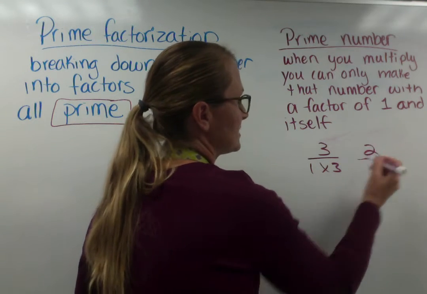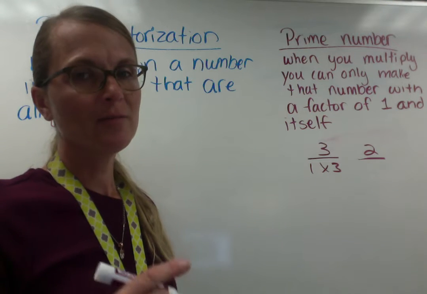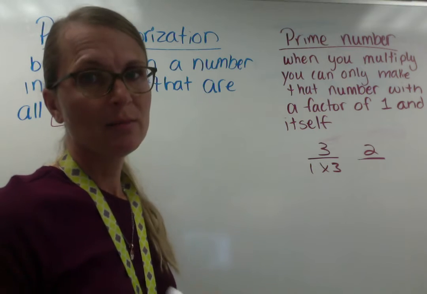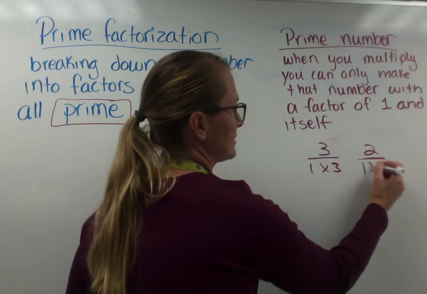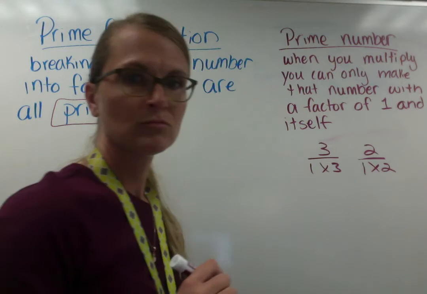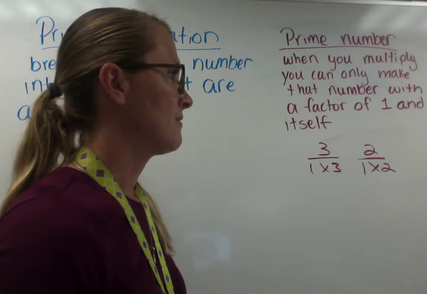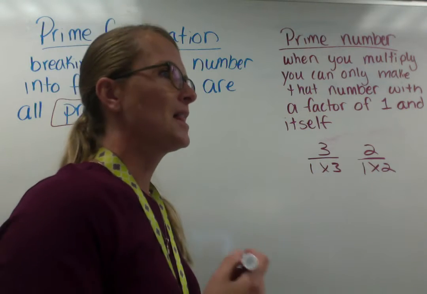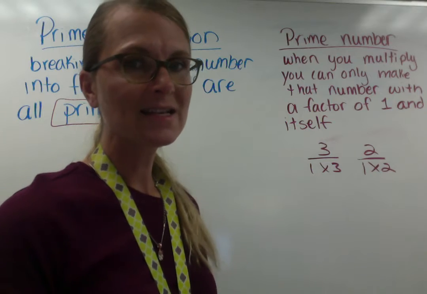Sometimes people think prime numbers are all odd numbers. But that's not always true because 2 is an even number, but 2 is a prime number because the only way you can make 2 is to multiply 1 times 2. So 2 is a prime number. 5 is a prime number. 7 is a prime number. 11 is a prime number. 13 is a prime number.